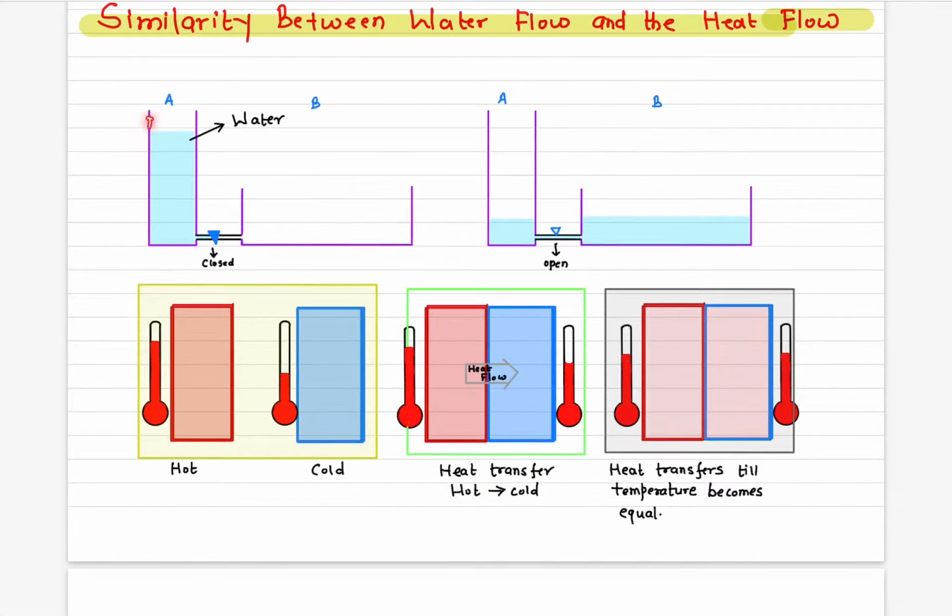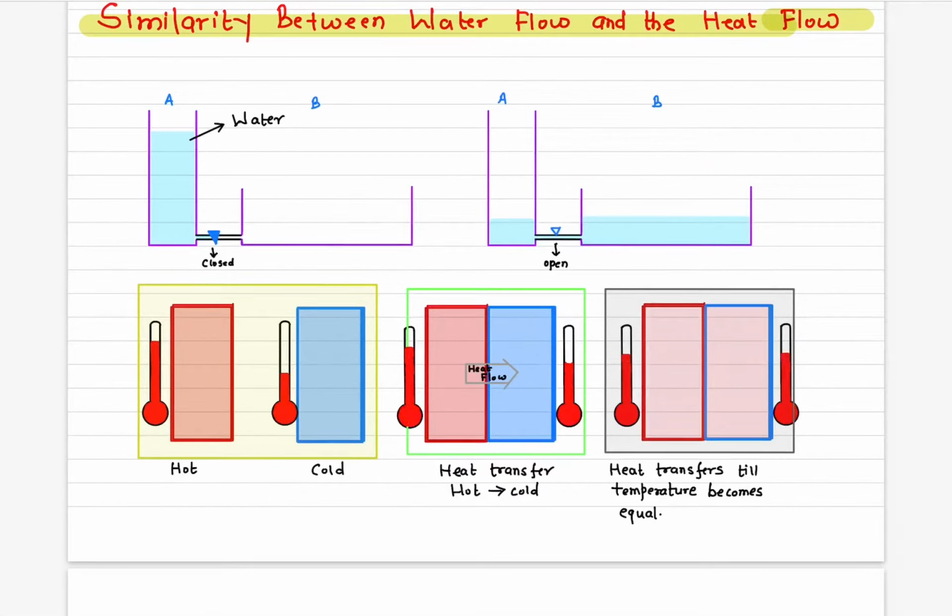This one is empty, and in this vessel A I have the water filled, and this tap here is closed. Once I open the tap, what happens? The water will flow from vessel A to vessel B. And why is that? The water flows from high pressure to low pressure. Or in other words, if they are on the same level, then from the higher height to the lower height, because the pressure is directly proportional to rho g h. So from a higher height to a lower height.